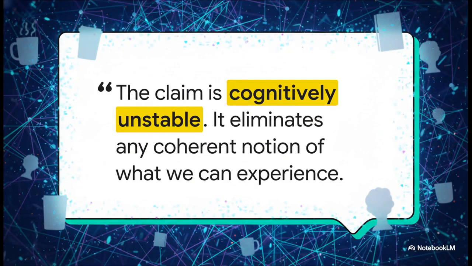Science writer Philip Ball summarized this devastating critique brilliantly. He argues that claiming all outcomes are true is cognitively unstable. Think about it. If everything is true somewhere, then facts themselves basically cease to exist. It eliminates any coherent notion of what we can actually experience or have experienced, making the universe virtually impossible to comprehend on a human level.